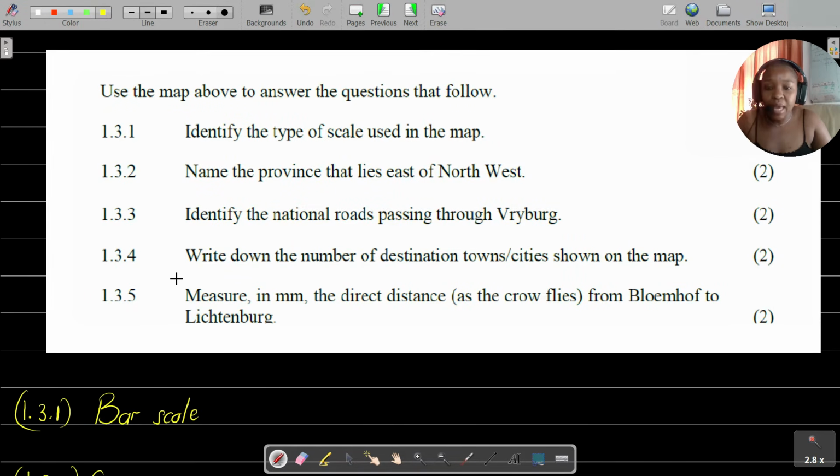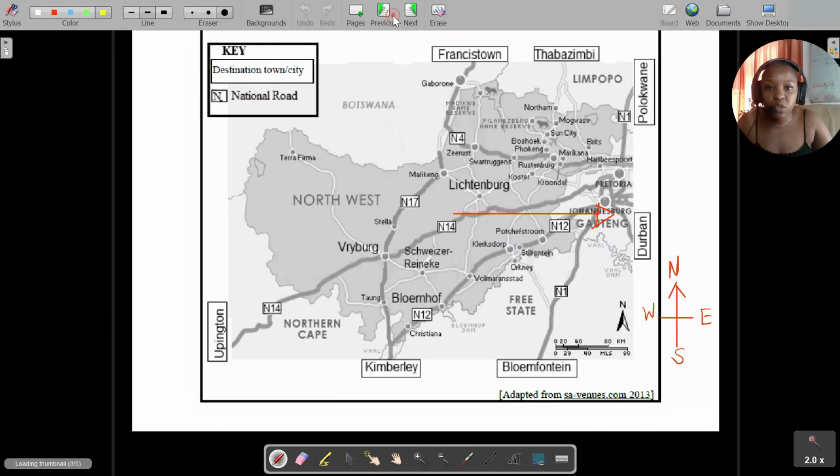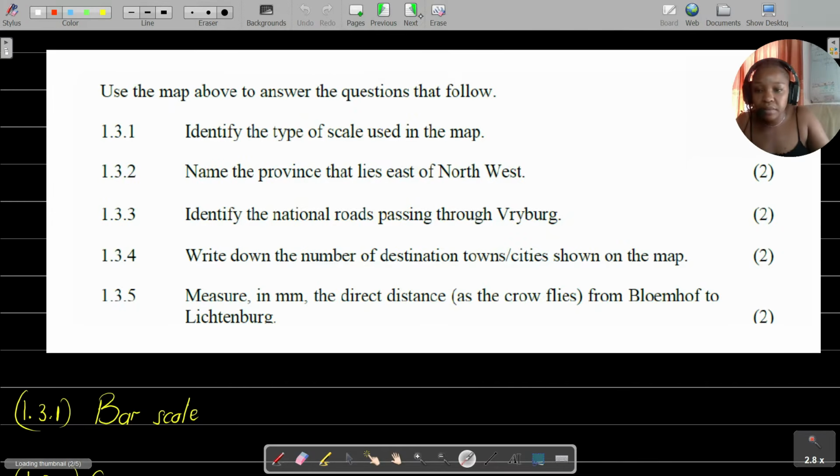Question 1.3.3. Identify the national roads passing through Freiburg. So we just need to find out where is Freiburg on this map. So we can see that on this map. Okay, that is Freiburg. Okay, so what are the national roads that pass through Freiburg? Okay, so we can see that it's the N14. Do you see that? The N14 passes through Freiburg, and we also can see that it's the N17. The N17 passes through Freiburg. So it's the N14 as well as the N17.